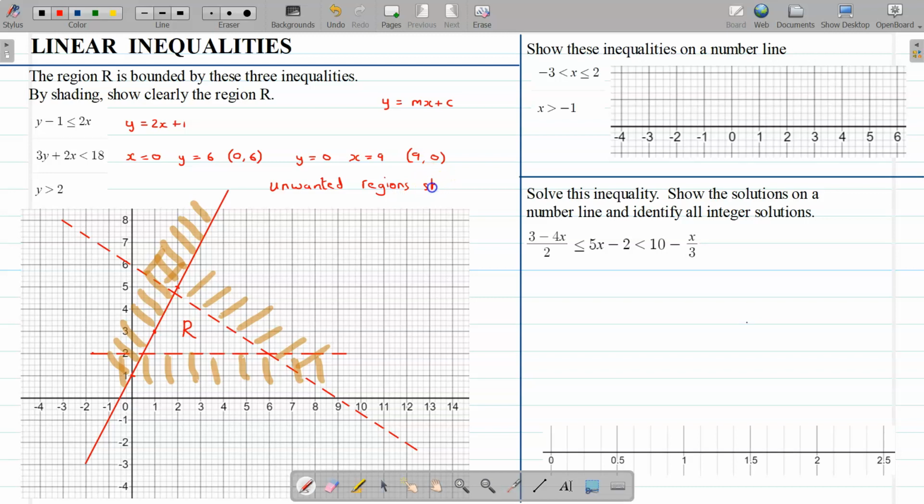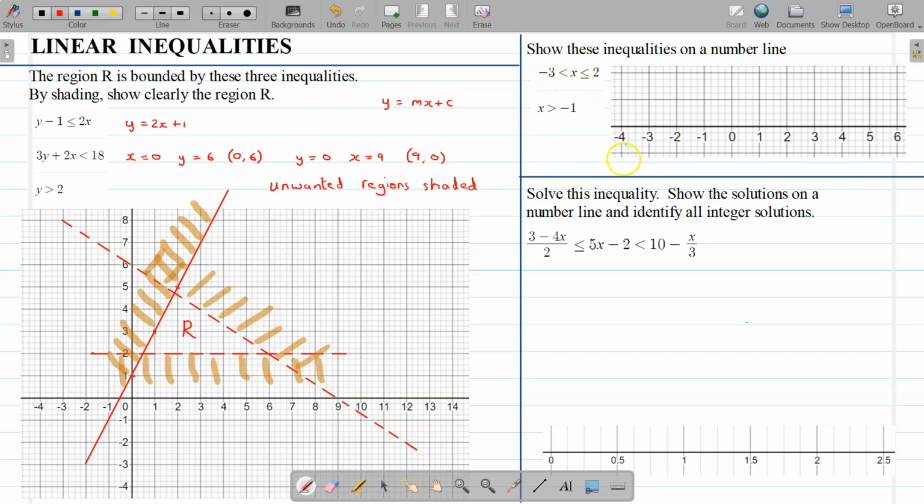The reason I'm just doing it that way is because you see, if I shaded the wanted regions, the bit R would have 3 bits of overlapping shading inside it, and it would look very confusing. So it's a lot easier if you do it that way around. Okay, now this next question is about showing inequalities on a number line.